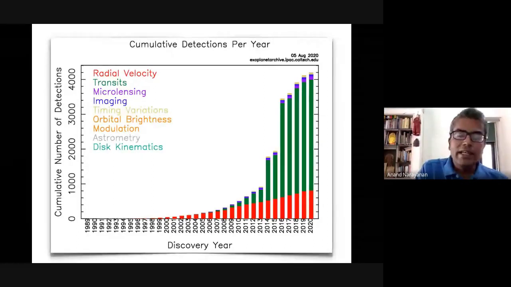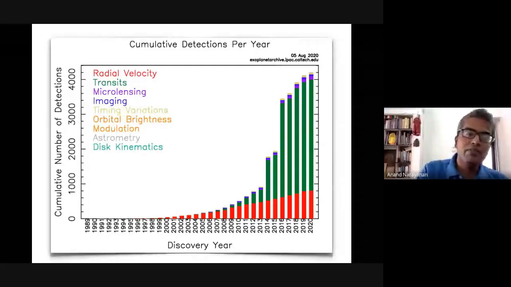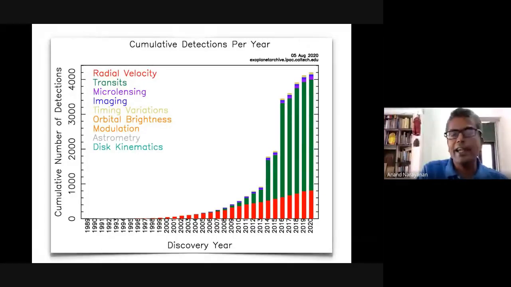Red represents radial velocity, green stands for transit method, and the other half a dozen techniques are the other colors. As you can clearly see, the graph is dominated by red and green. That means that 70% of these planetary discoveries have come from the transit method. 25% of extrasolar planet detections have come from the radial velocity method, and the remaining 5% from all the other techniques, including direct imaging. So in terms of success, radial velocity and transit have been most successful in finding exoplanets.